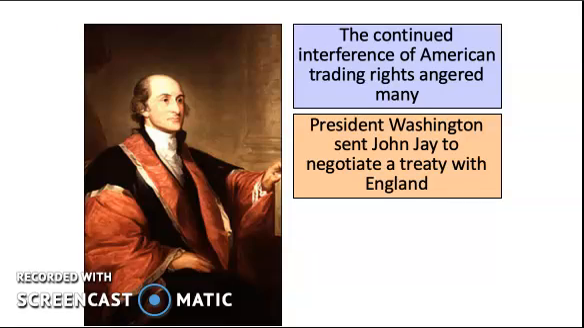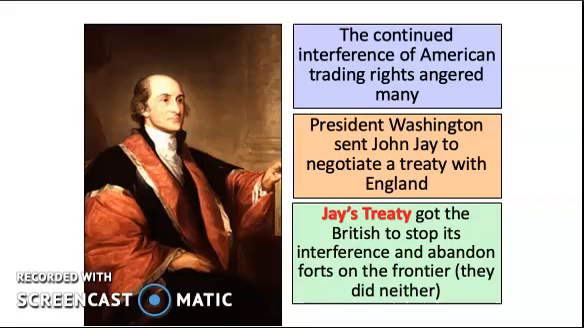So what he's going to do is he's going to send a guy named John Jay. Now remember, he's one of the guys who helped write the Federalist Papers. And at this point in history, he is now the Chief Justice of the Supreme Court. And Washington sends him to England to negotiate a treaty. And he comes back with what's called Jay's Treaty, because we're not really creative with naming things.